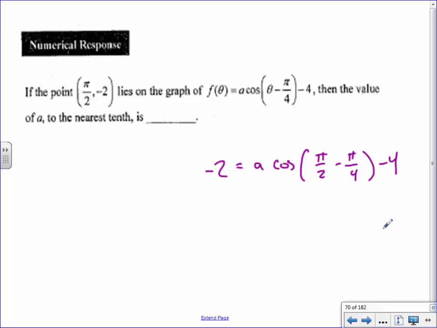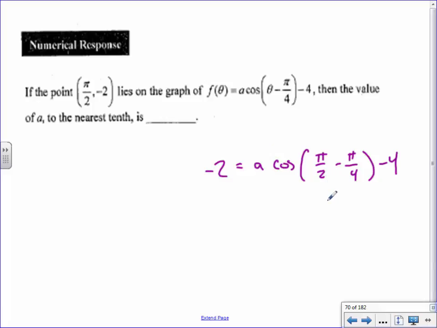The downside here is kids get freaked out because they see pi over 2 and pi over 4 and they absolutely just go, oh my goodness, I can't handle this. But don't freak out too much. Just take it step by step. So is everybody okay with how I just plugged in a negative 2 for my y value and a pi over 2 for my x value?